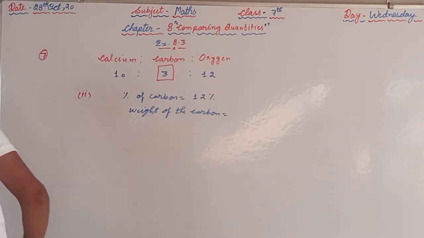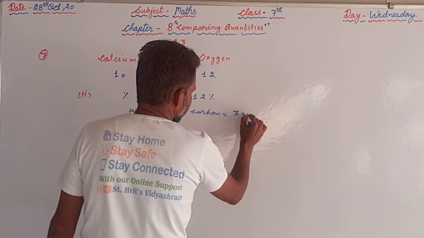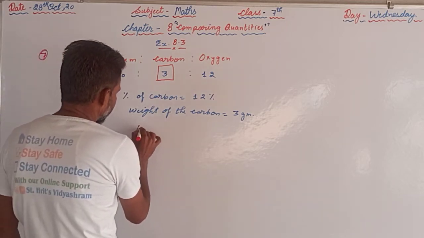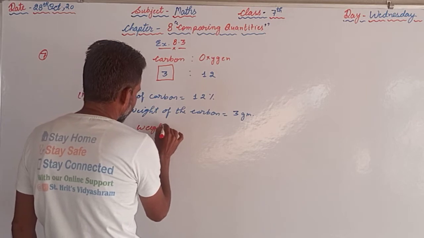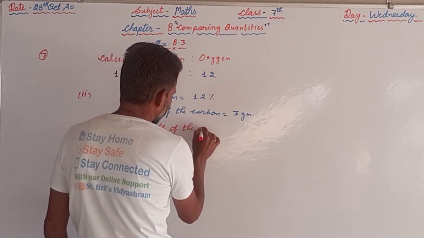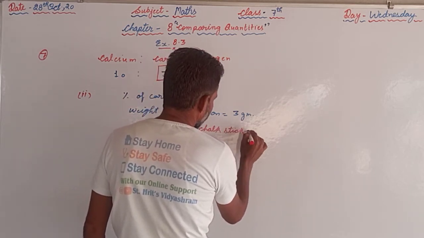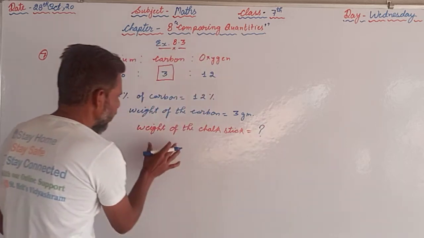that is 3 gram, and we know that the percentage of the carbon in the chalk is 12%, and the ratio is 10 is to 3 is to 12, and the weight of the carbon is given, carbon is 3 gram in that chalk stick, and we are supposed to find the weight of the chalk stick.